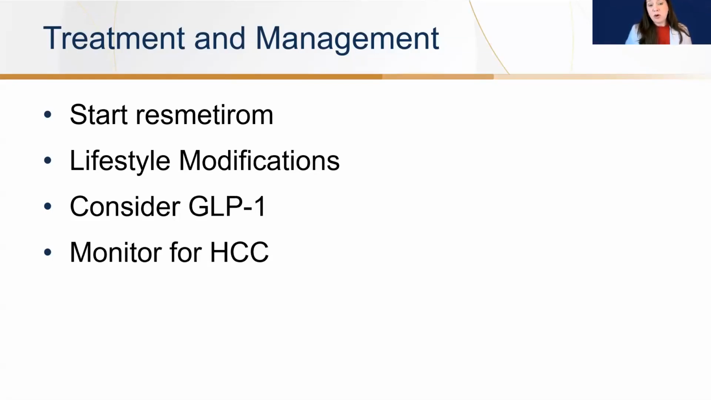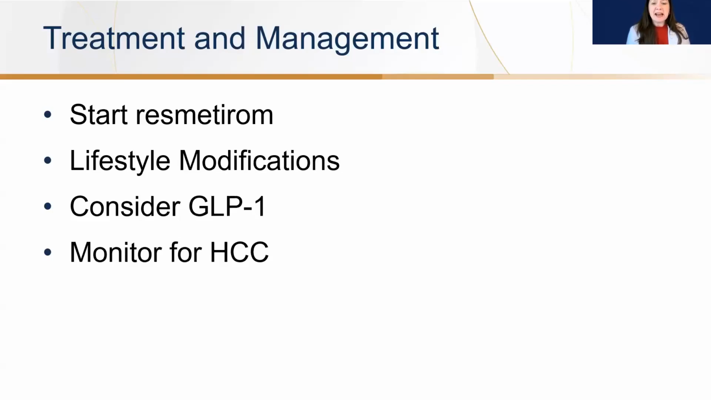As his diabetes isn't well controlled, we may want to consider a GLP-1 medication. And we know from our studies that patients on a combination of Resmetirom and GLP-1s did really well as far as decreasing fibrosis scores and decreasing weight.